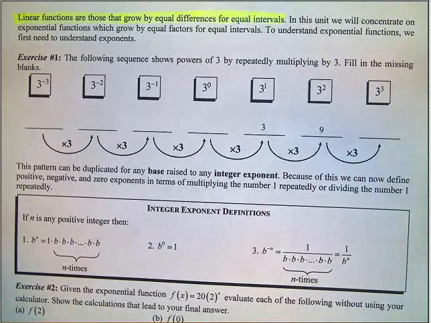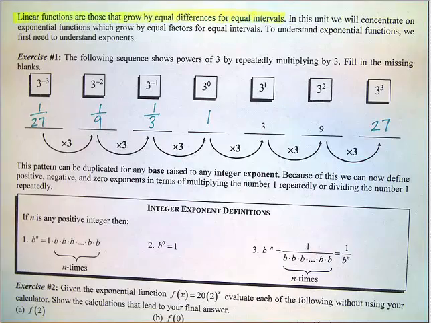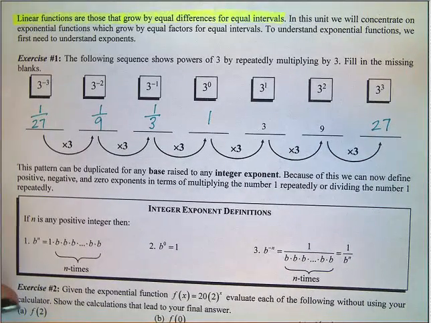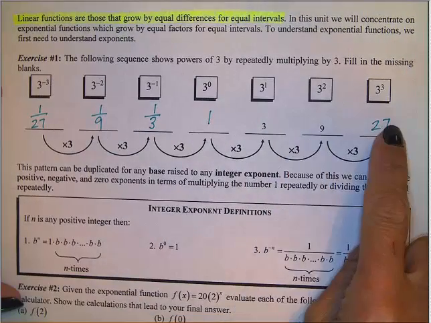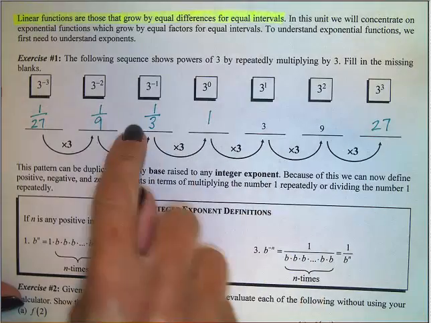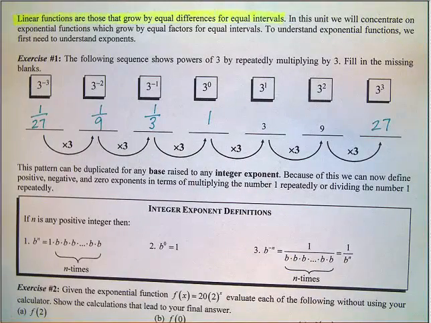The following sequence shows powers of 3 by repeatedly multiplying by 3. Fill in the missing blanks. So grab your calculator and fill in the answers to each one of these boxes. If you didn't have a calculator, you could have continued with the pattern by multiplying by 3 and then going backwards, dividing by 3. So this pattern can be duplicated for any base raised to any integer exponent.